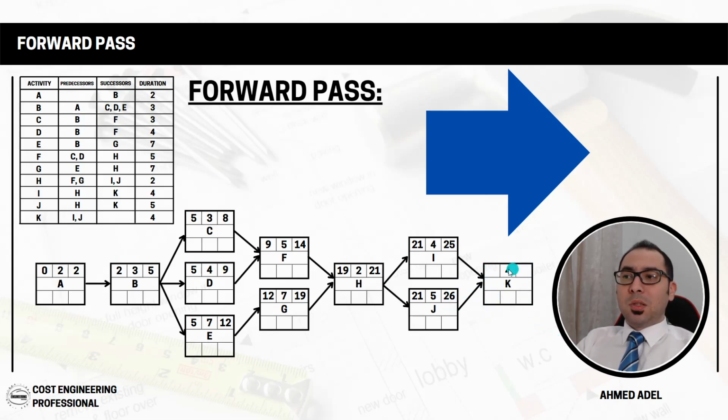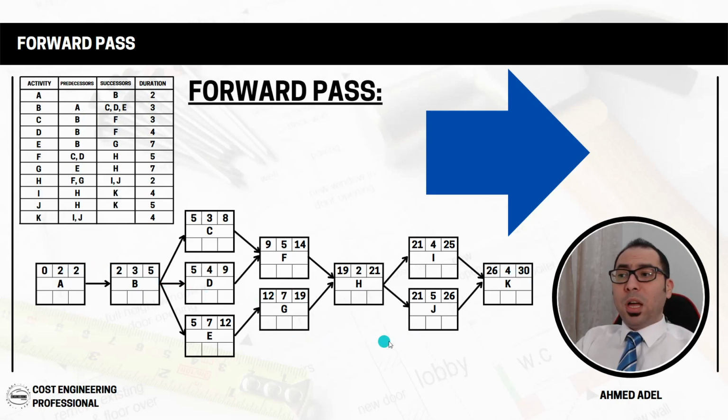Again, K can start only after I and J, both of them are completed. So this will finish on 25 and this will finish on 26. So K can start after both of them are finished. Both of them will be finished at the same time on 26. So the 26 is the number that will come here. And again, 26 plus 4, that's 30.